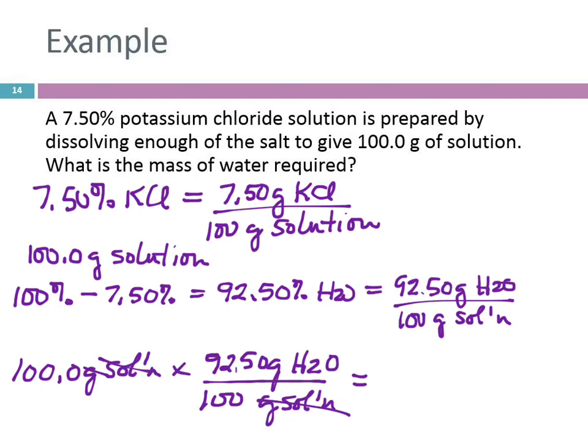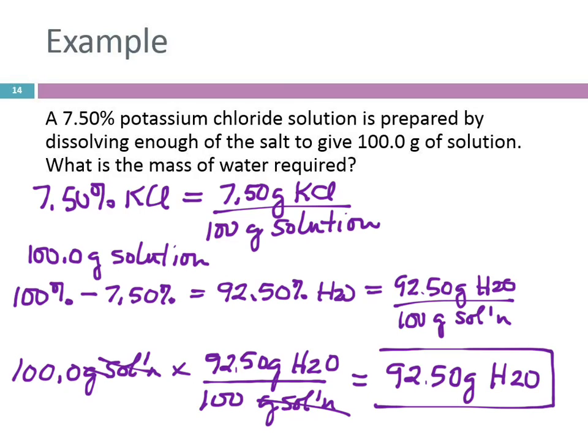So you could look at that and say, oh, the hundreds cancel out. That's just 92.5. Or you can do it on your calculator, and you'll come up with the same answer. 100 times 92.5 divided by 100, 92.5 grams. Any questions?